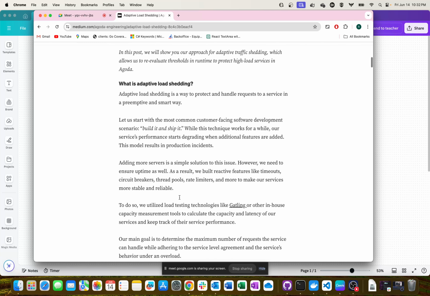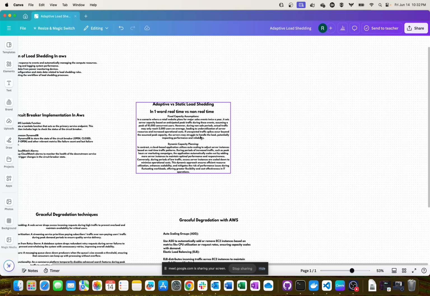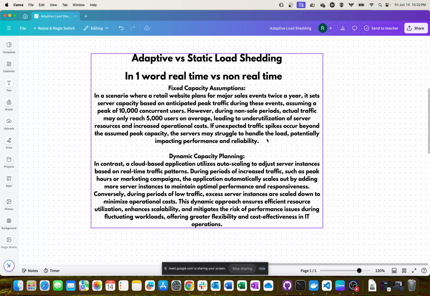This blog does not explain it very much, so I'm explaining it through an example. What is adaptive load shedding, what is static load shedding? In one word, it's real time versus non real time. Let's say you're a small startup, you're building something. You will have fixed capacity estimations, non real time.